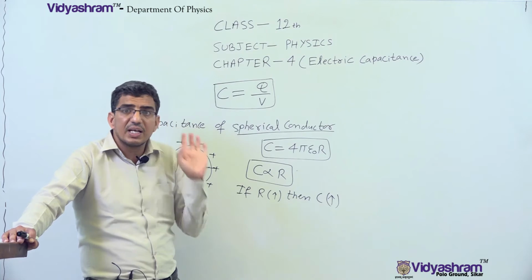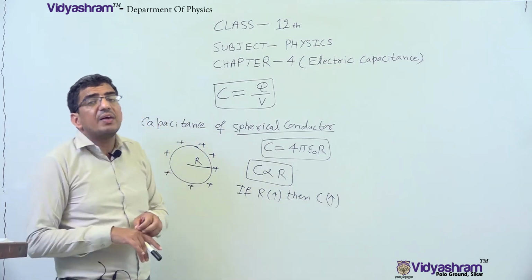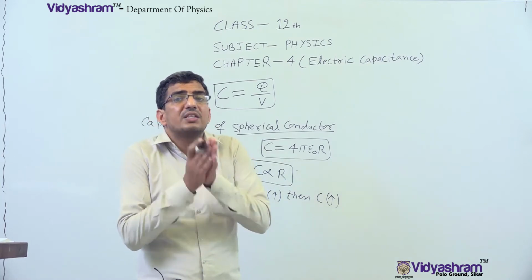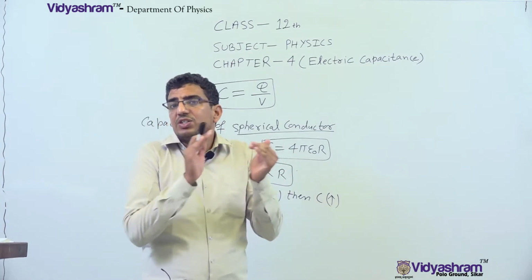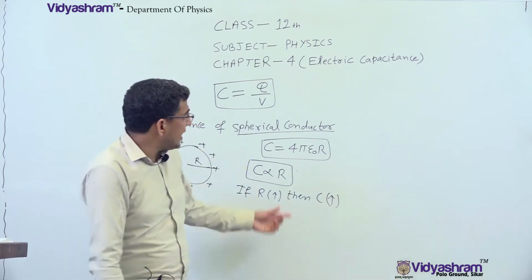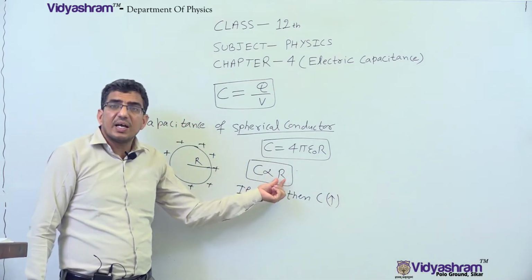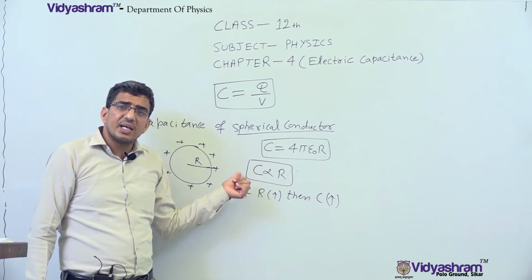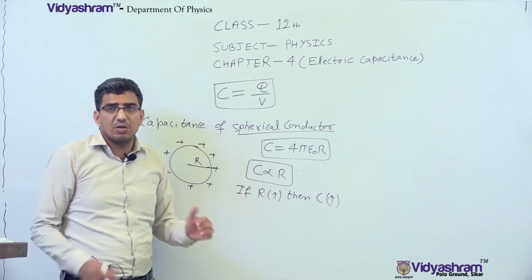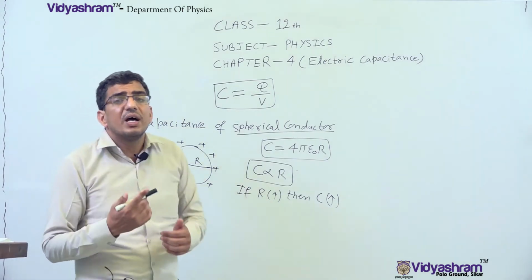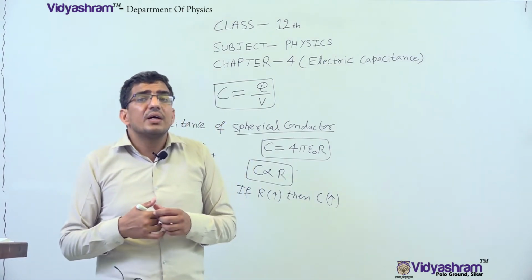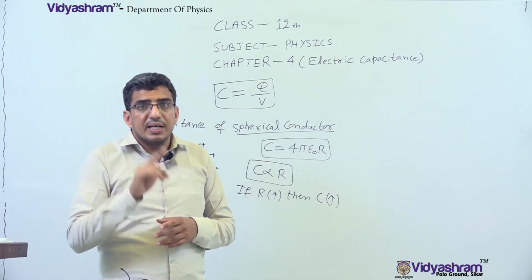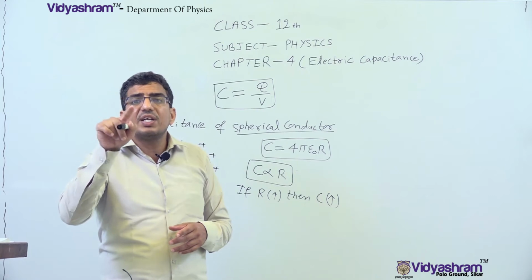One thing is clear. I have told you that capacitance depends on the shape and size of the object. So here the size of the object is R. If the size of the object increases, then its capacitance also increases. Next, I told you that capacitance depends upon the nature of the medium.